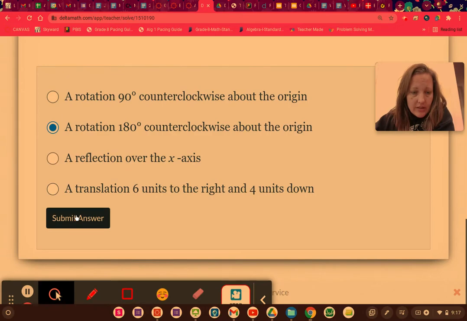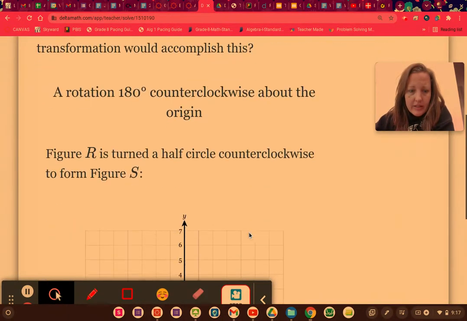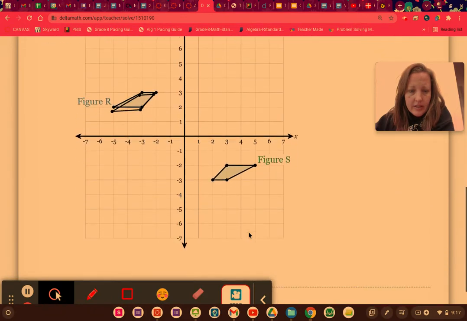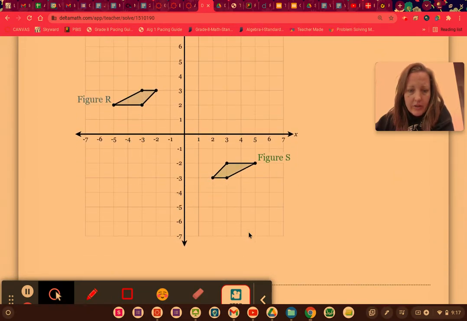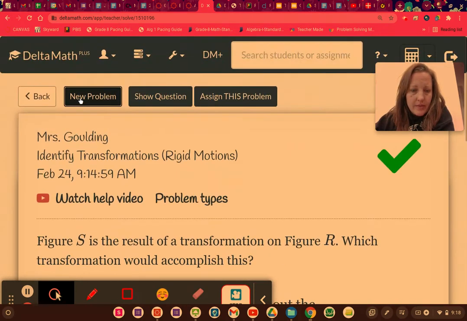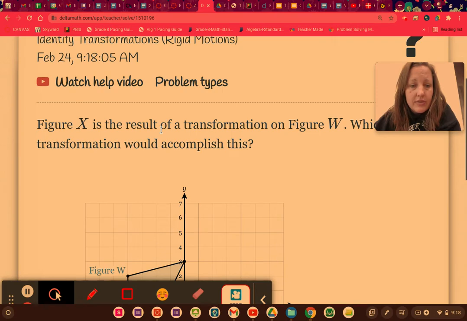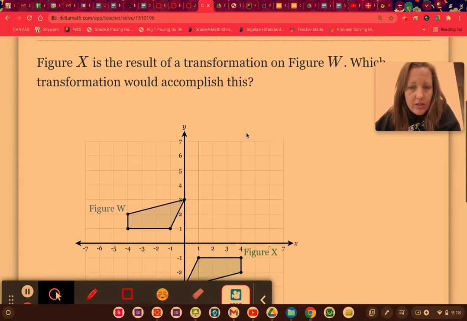So let's submit our answer. And I believe it's going to show it to me. All right, let's look. Is it going to show me? Beautiful, right? Wow. Okay, great. So let's try another one. Again, we're just looking carefully at the beginning. Don't forget to read. Figure X is the result of a transformation on W.